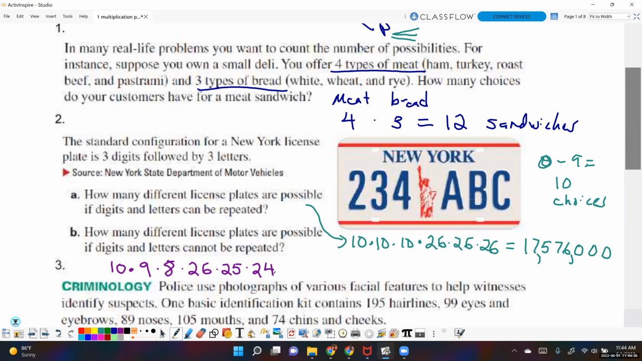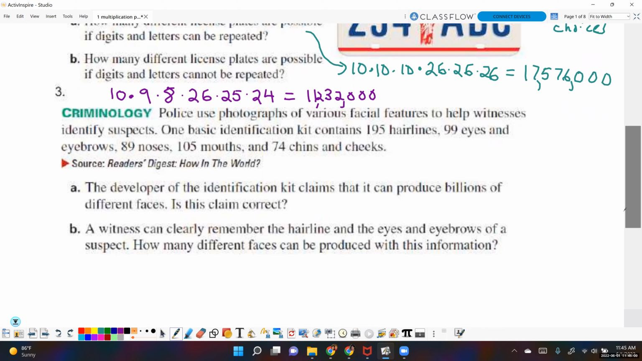different options. Okay. So number 3 on that page says, police use photographs of various facial features to help witnesses identify suspects. One basic identification kit comes with 195 hairlines, 99 eyes and eyebrows, 98 noses, 105 mouths, 94 chins and cheeks. The developer claims that it can produce billions of different faces. Is this claim correct? Well, let's see. We're going to do 195 times 99 eyes and eyebrows times 89 noses times 105 times 74.